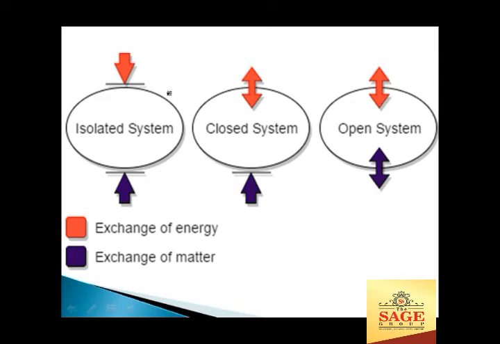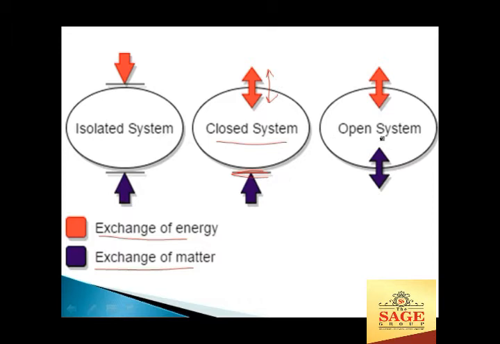Now here you can see in these pictures, these three systems are shown. The exchange of energy is shown by the red color, but the exchange of matter is shown by the blue color. If we take the example of the closed system, it shows that energy can be exchanged between the system and surrounding. But you can see the blue arrow is stopped here, so no mass transfer, no exchange of matter, occurs here.